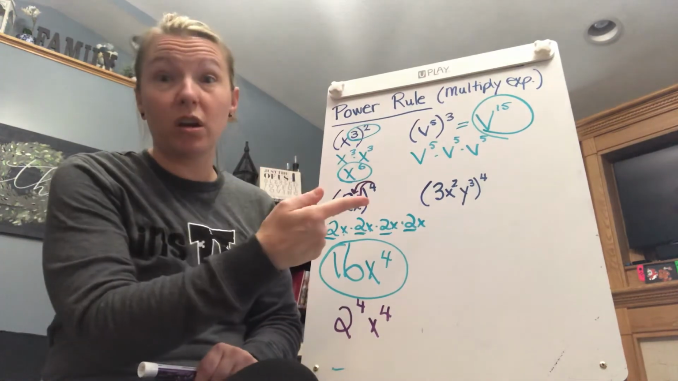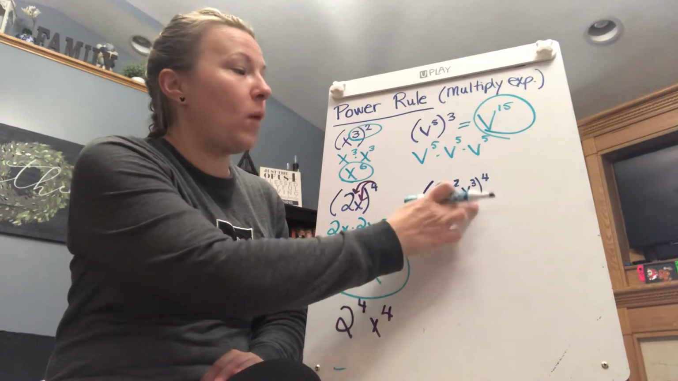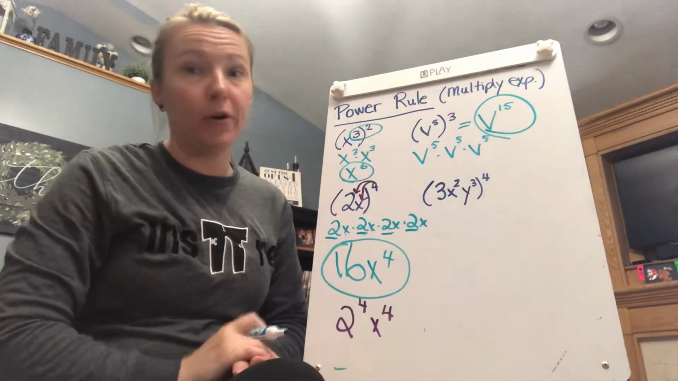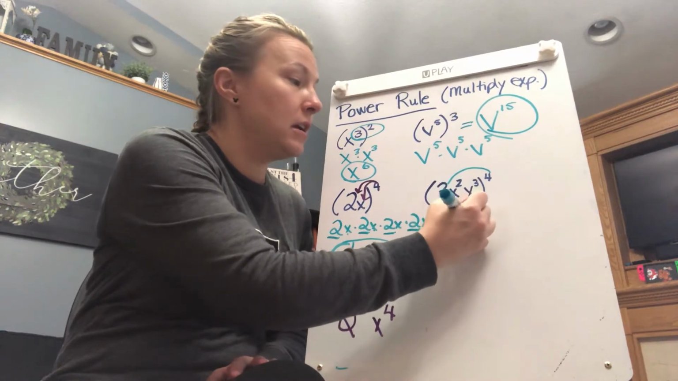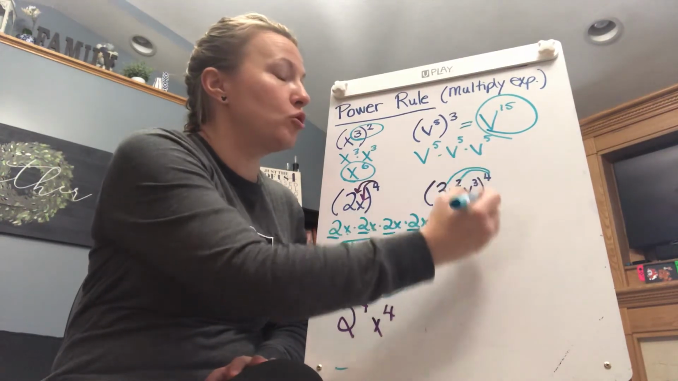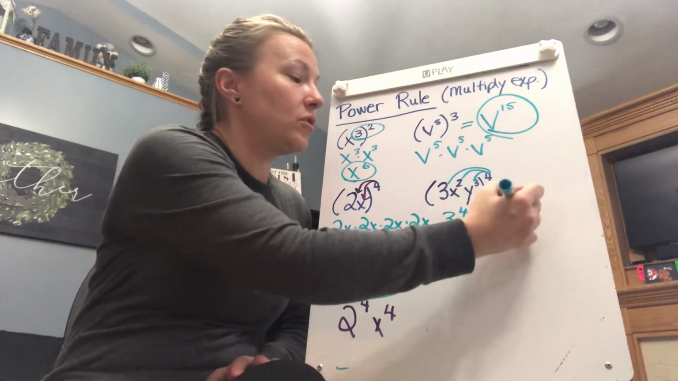So I'm going to use the shortcut on the next one. The next one says 3x squared y to the third, all to the fourth power. So I'm going to take 3 to the fourth power. I'm going to do 4 times 2, which gives me x to the 8. And 4 times 3 gives me y to the 12.